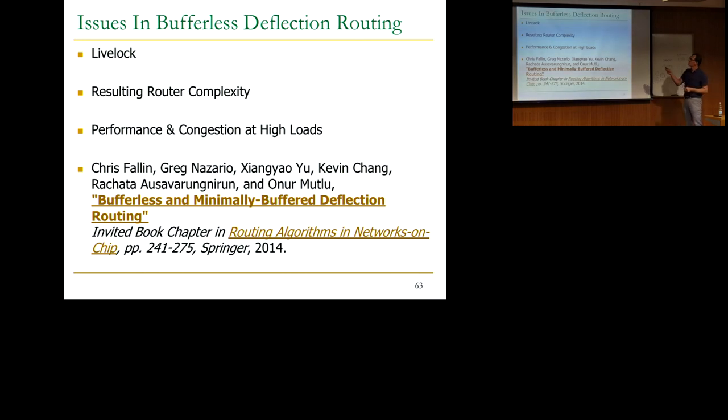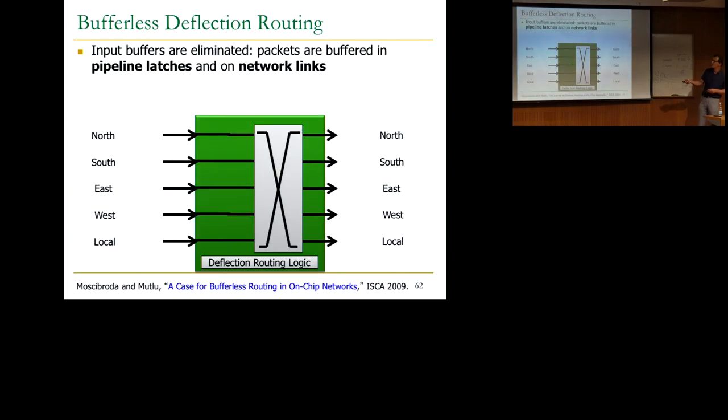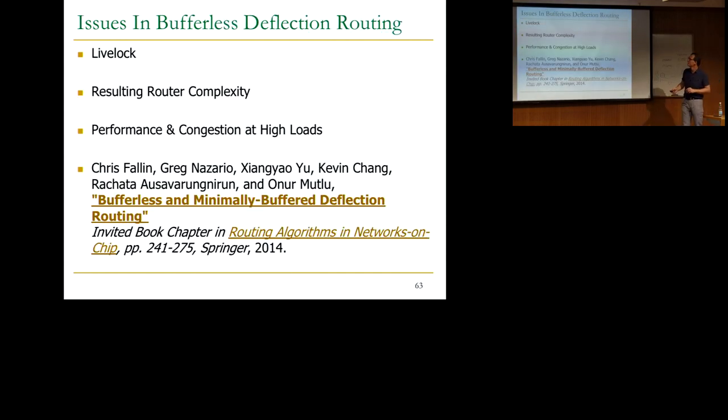OK, so issues in bufferless deflection routing: you have livelock issues, and you have router complexity as a result. Even though you get rid of buffers, this becomes complex, actually, especially if you want to handle the livelock in some way. And you have performance and congestion issues at high load. The good thing about buffering is it gives you flexibility. You can keep injecting to the network as long as your buffers are not full. You can still handle things. But if you don't have buffers, you cannot keep injecting into your network. So I'm going to talk about some of these things that we've been doing some work on.